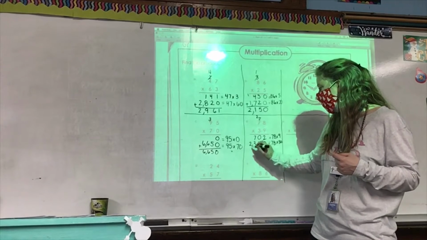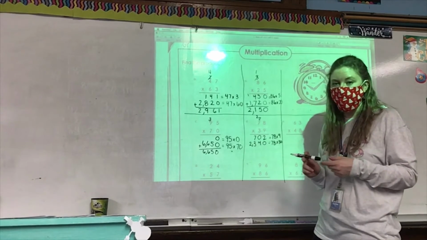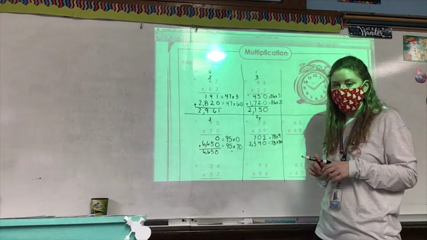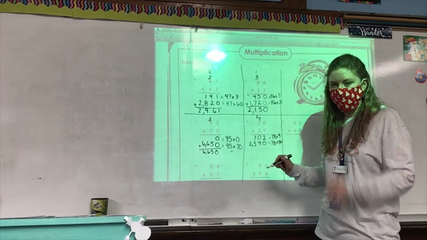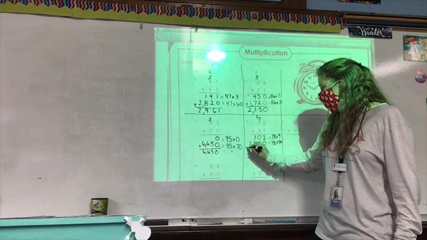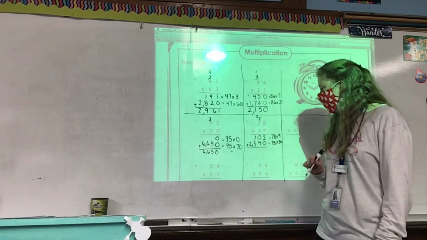I'm going to put my comma so I don't forget about it. And now, am I done, Smith? No, because what is step 3? Add the partial products.